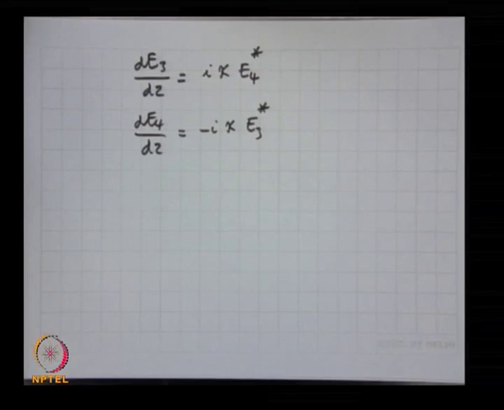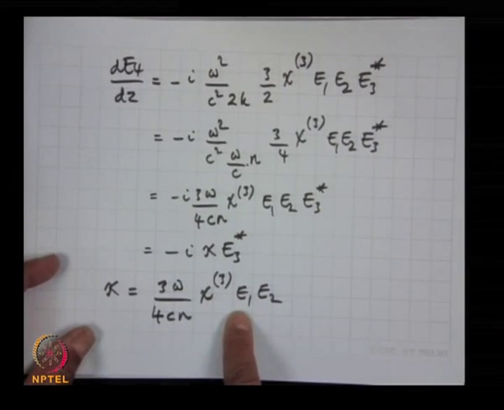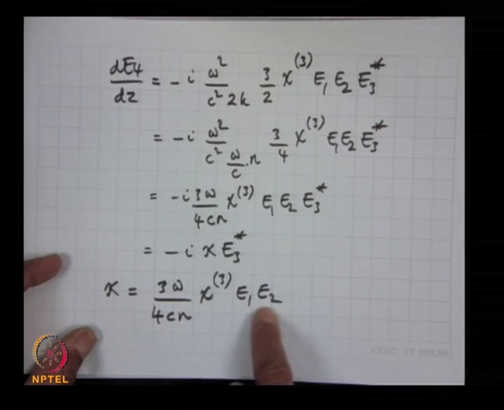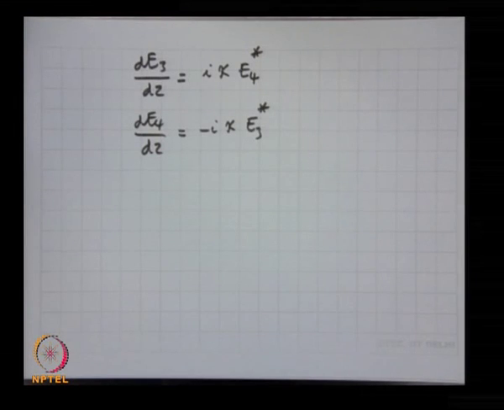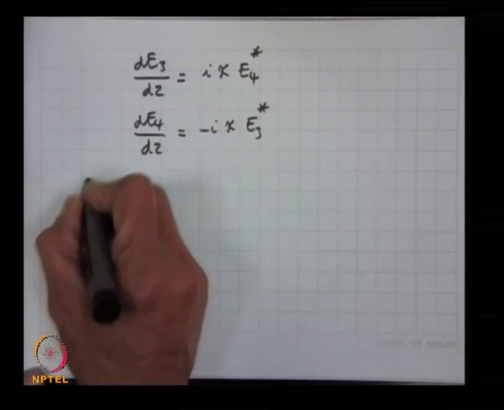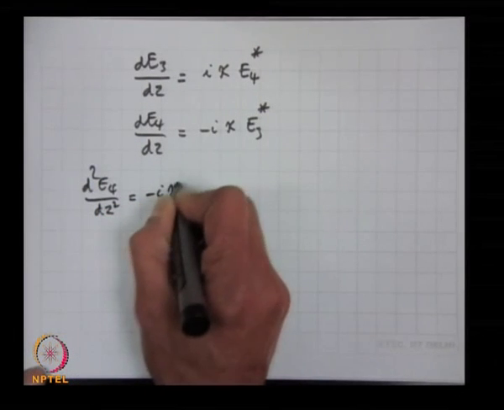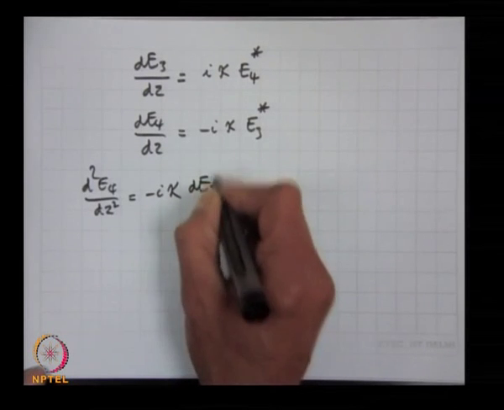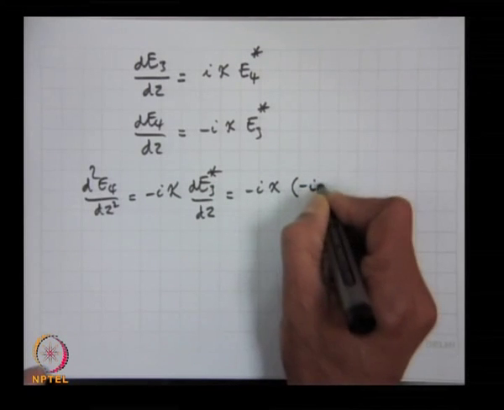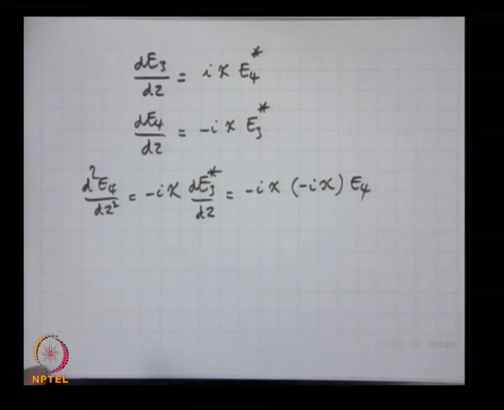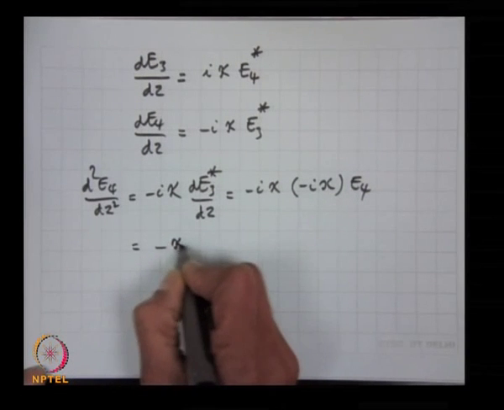So if I assume that E1 and E2 are constants, that is, I neglect the depletion of the electric fields at the first and second frequencies, the E1 and E2 waves, then I can assume kappa to be a constant, and I can very quickly integrate this equation. So this is d square E4 by dz square is equal to minus i kappa dE3 star by dz, which is equal to minus i kappa into minus i kappa E4, which is equal to minus kappa square E4.